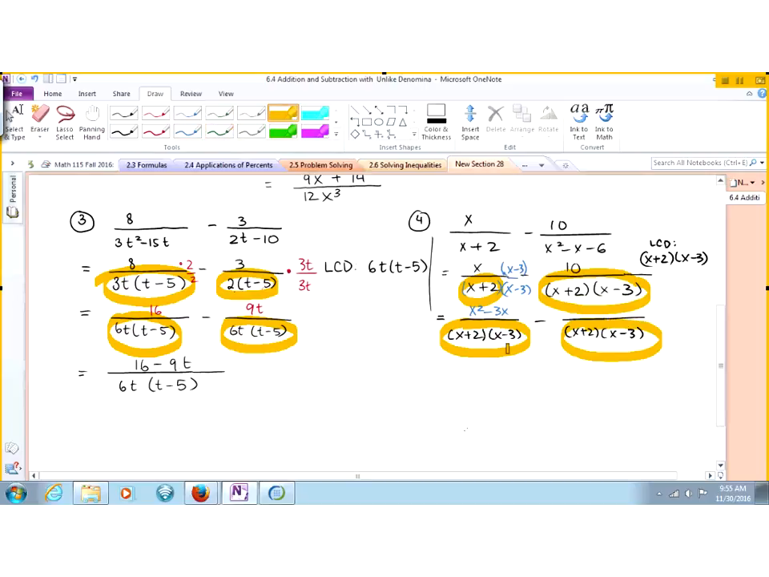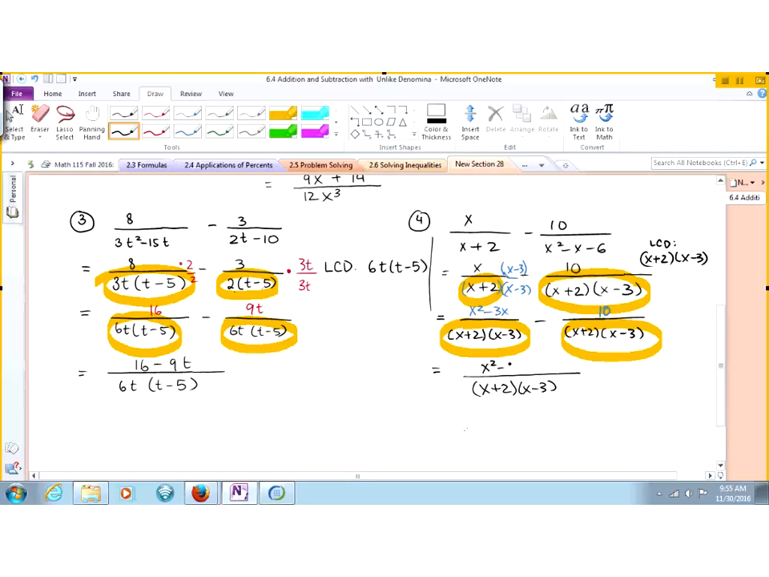Now, compare this with this. Any term missing? No. So do I have to multiply by anything? No. So I'm just going to copy. Done. Right? Because when I compare them, they're exactly the same. So now they're the same. I could use it: x plus 2, x minus 3.